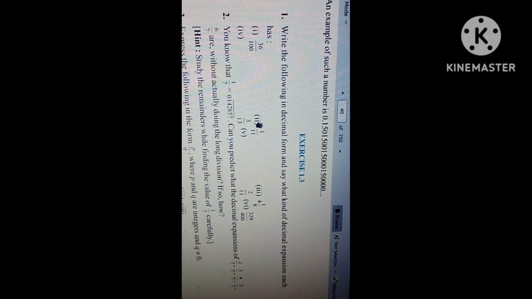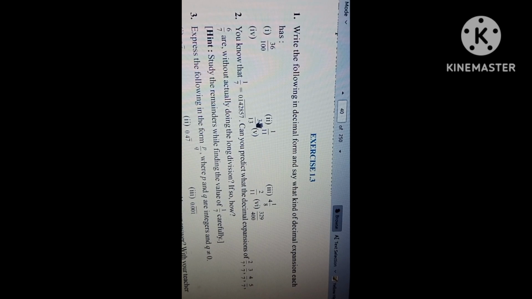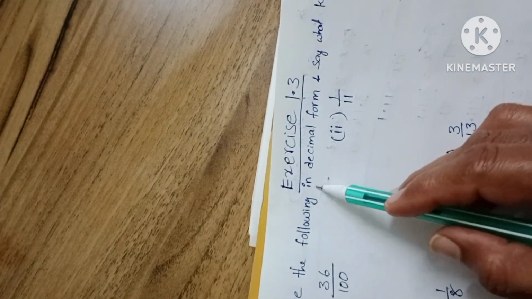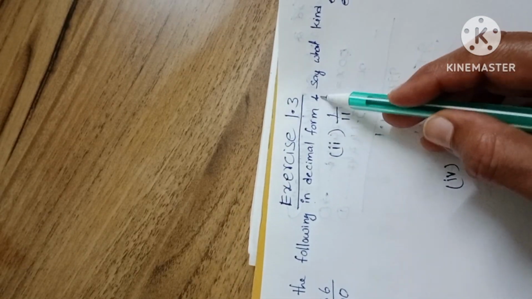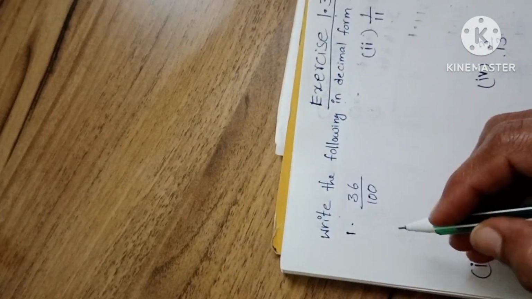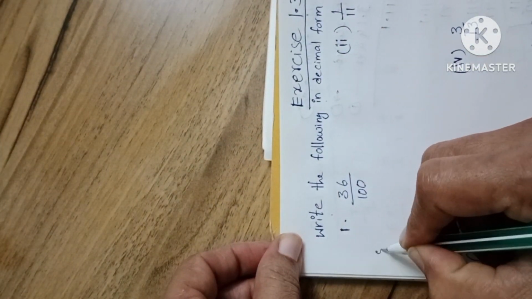So now get into exercise 1.3. Write the following in decimal form and say what kind of decimal expansion each has. This is exercise 1.3 in the first chapter, class 9. The first one, 36 by 100. What kind of decimal expansion is 36 by 100?